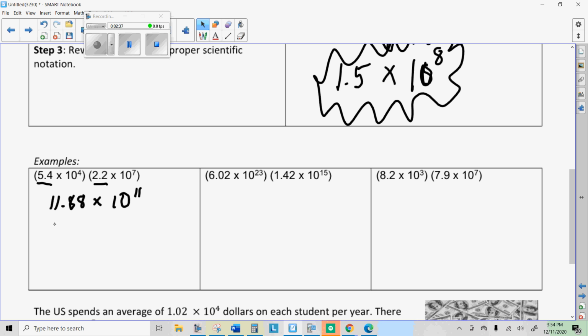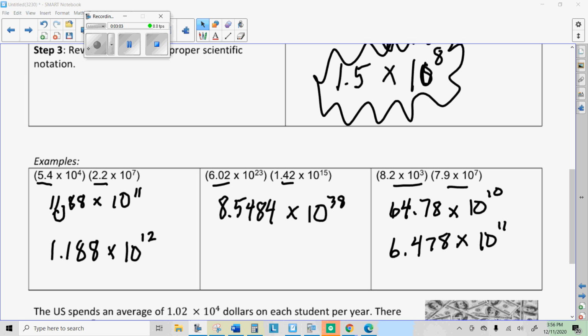Then you're going to check and see if it's in scientific notation. It's not. We need this number to be smaller, so we're going to make it 1.188. And then since I made that number smaller, I need to multiply by 10 one more time. So we're going to add 1 to the power. All right, so go ahead and give these two a shot and check back and see if you got them right.